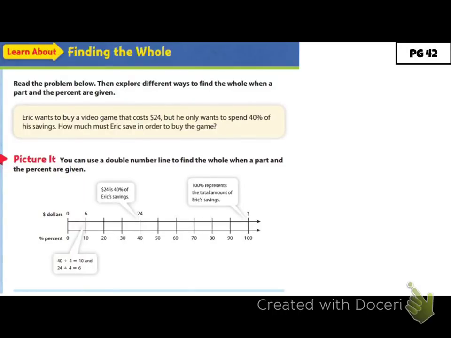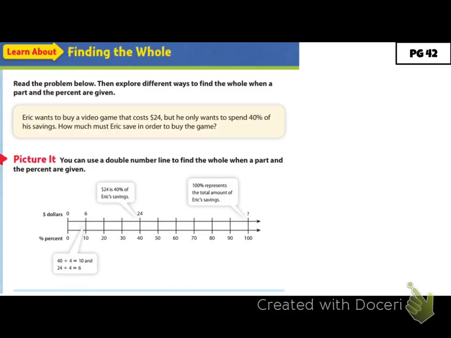Alright guys, now we're going to be talking about percentages and finding the whole. So let's read the problem below and then we'll find the whole when a part and the percentage are given. Eric wants to buy a video game that costs $24, but he only wants to spend 40% of his savings. How much must Eric save in order to buy the game?